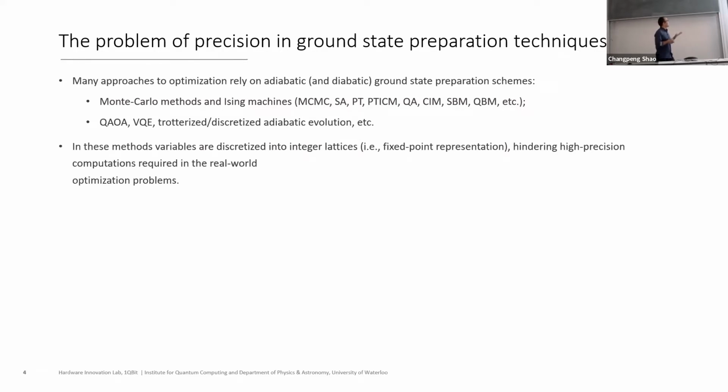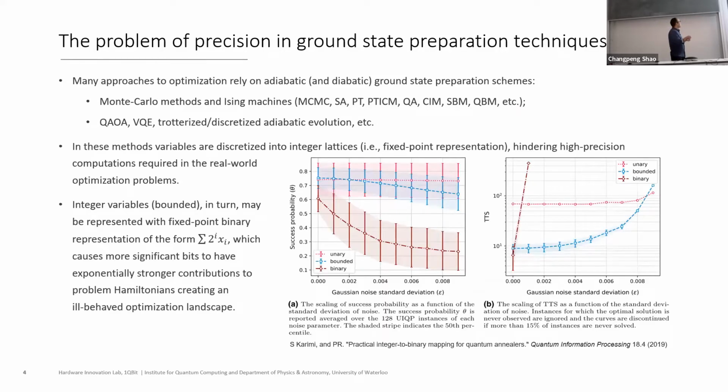And when you do something like this, you have to take your continuous data structures and discretize them. But if you discretize them using binary representation, then you're really limited to a fixed point representation. That means you have representations of the form 2 to the i x_i, so the coefficients in front of your variables are growing exponentially, and some of them are exponentially larger than the others. Then you have this Hamiltonian you're trying to optimize where some of the terms have coefficients that are exponentially larger than the others, and all of those smaller terms are being completely suppressed. And you're solving an optimization problem that has nothing to do with the original problem you started from.